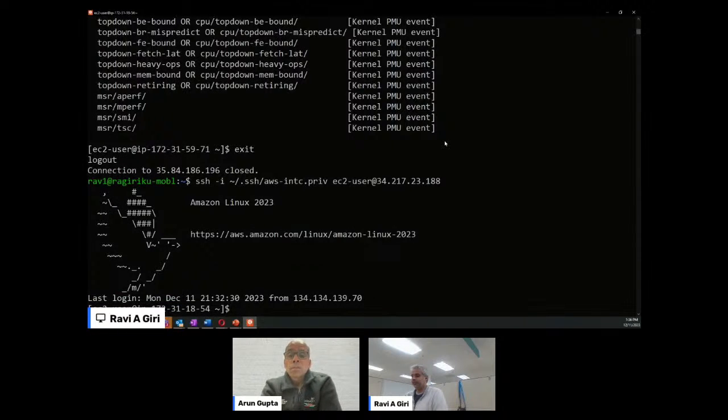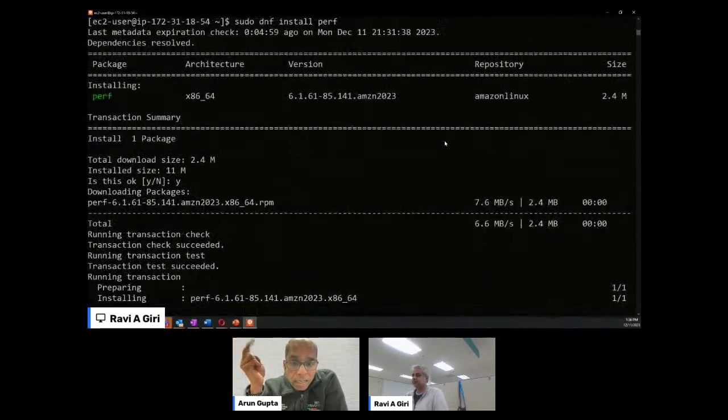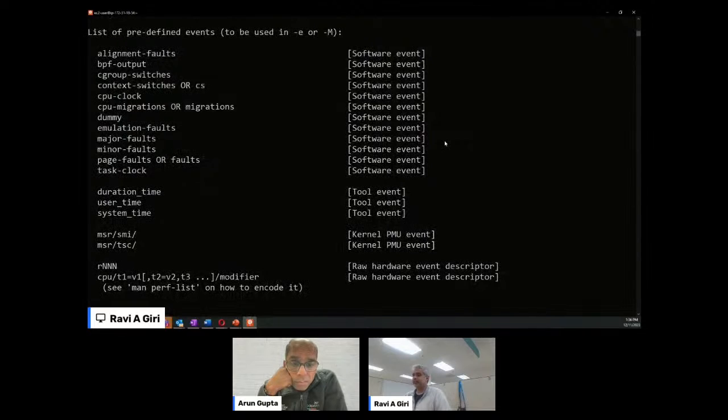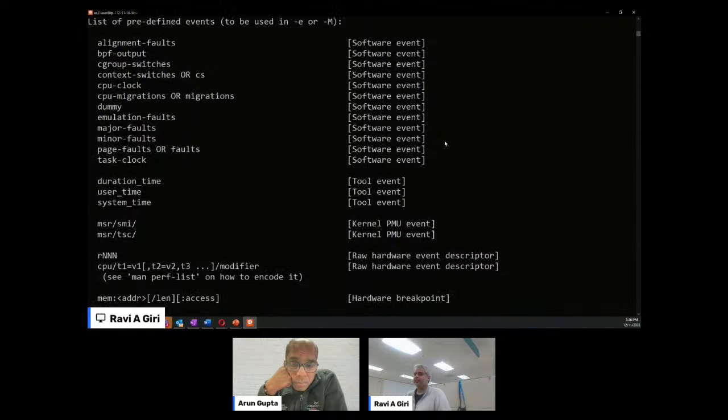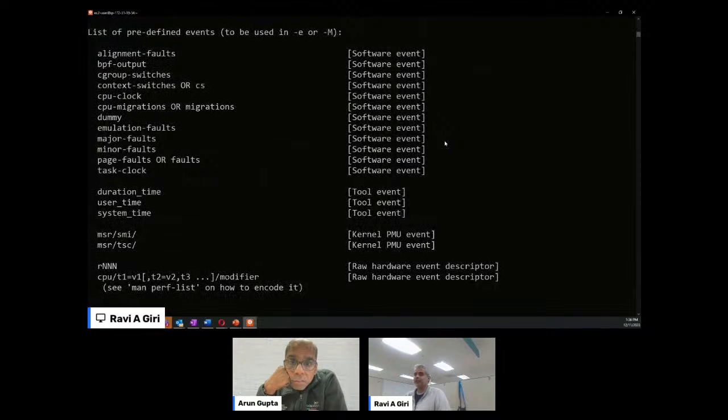I'm now on the Flex instance, and I'm going to do the same thing. So at the base, as you said earlier, these instances are exactly the same, just the pricing and the performance characteristics are different. And as you can see here, the list of events is much smaller.